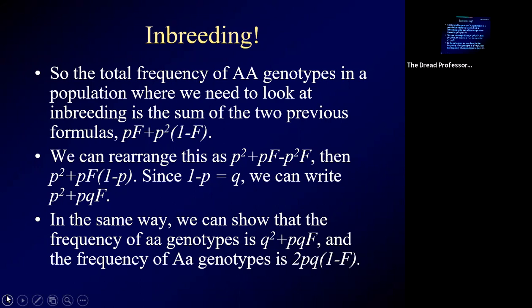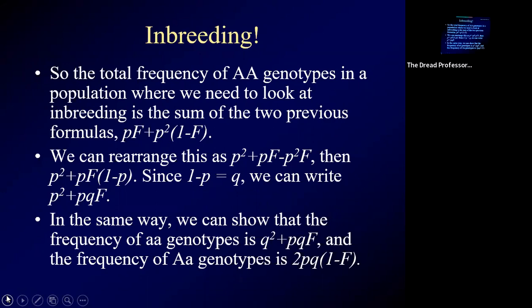If there is inbreeding going on, then the frequency of big A homozygotes is going to be P squared plus something. That sets up the telltale sign that inbreeding is going on in a population: the frequency of homozygotes is higher than it should be, and the frequency of heterozygotes becomes lower. In fact, if there's no inbreeding going on, then F is 0, and that PQF just drops out, and we're in Hardy-Weinberg land again.